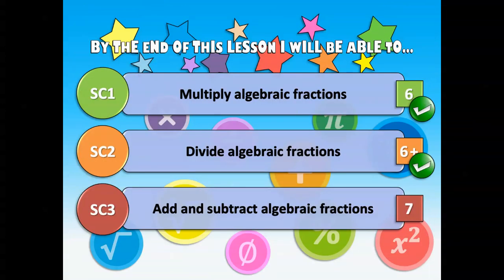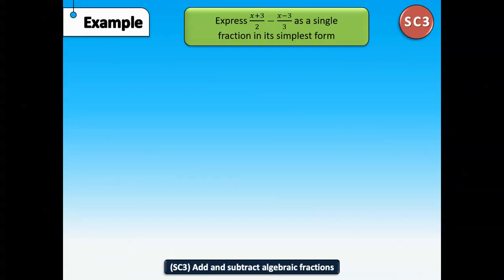And now we've completed success criteria 2. So now we're going to move on to number 3, and this is to add and subtract algebraic fractions. So we want to express (x plus 3) over 2 minus (x minus 3) over 3 as a single fraction in its simplest form.